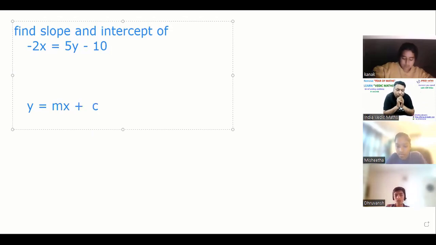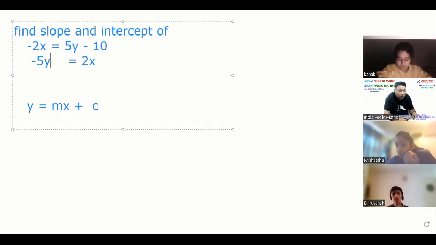Unmute, please. Yes, sir. What is the first step? We need to bring minus 2x to the right and 5y to the left. So bringing -2x to the right, what will come here? It will be positive 2x. And 5y coming to the left, what will it be? Minus 5y. Very good. 10 will not change its place, right? No. So this is okay.